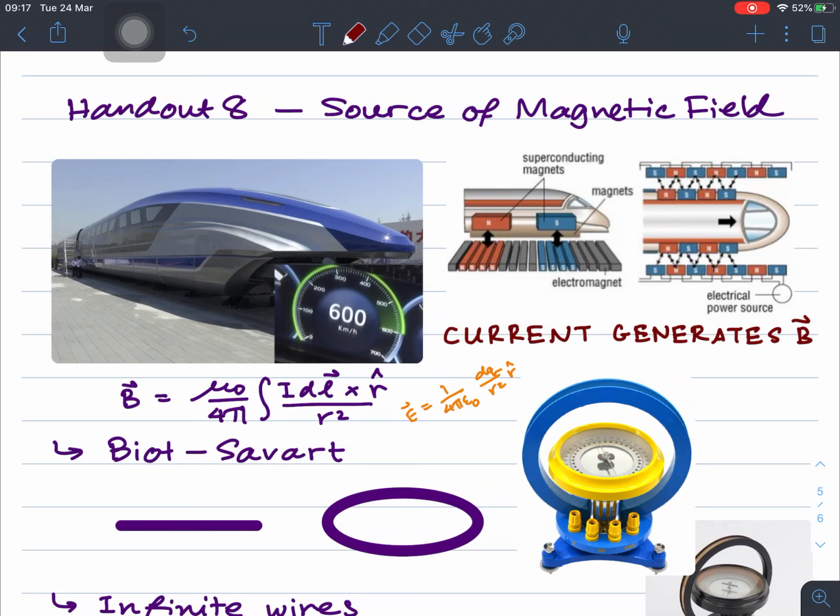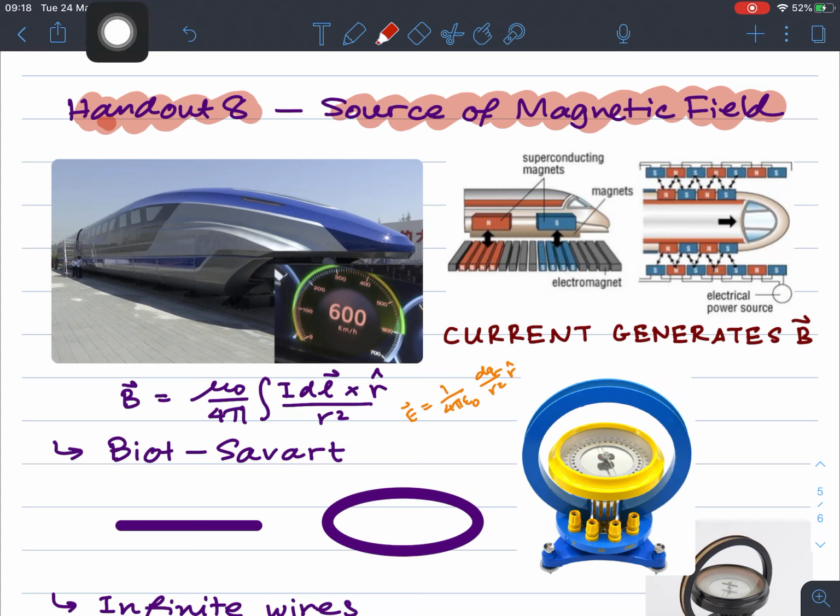Okay, so in this series of videos, we follow Ch.8, the source of magnetic field. In this picture, we show you the maglev train. This maglev train, in China, can exceed a speed of about 600 kilometers per hour. It's very fast. So why is it so fast?